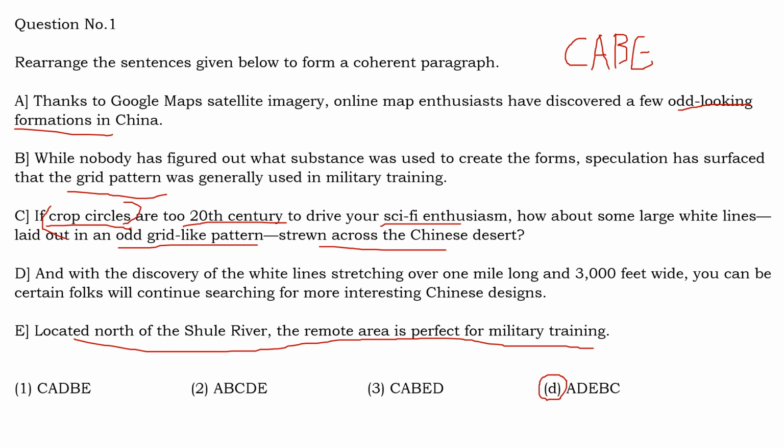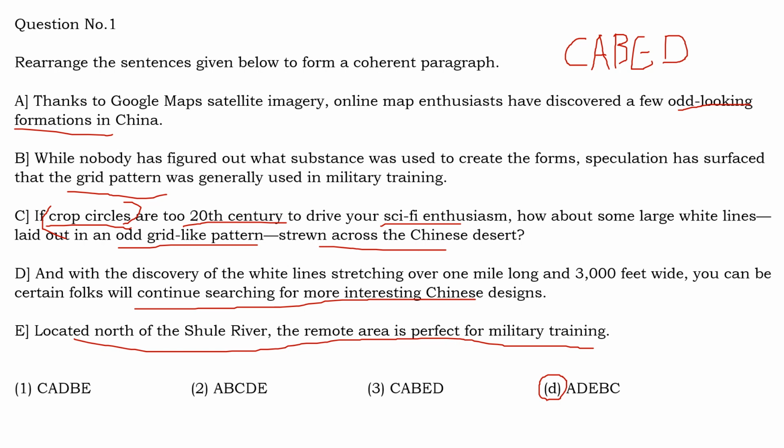With the discovery of this kind of white line stretching over 1 mile and 3,000 feet wide, you can be sure certain folks will continue searching for more interesting Chinese designs. Why? Because crop circles have not evoked your curiosity, but these things will definitely evoke the curiosity of the people who are enthusiastic about these kinds of things. So they will be definitely looking for more interesting Chinese designs. So this is why D will be the last sentence. So CABED is the sequence.